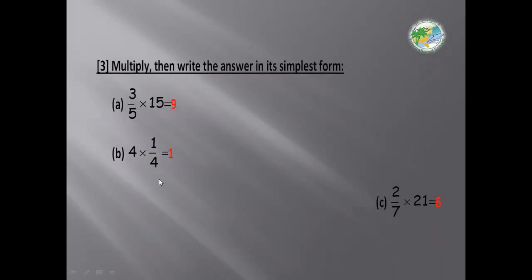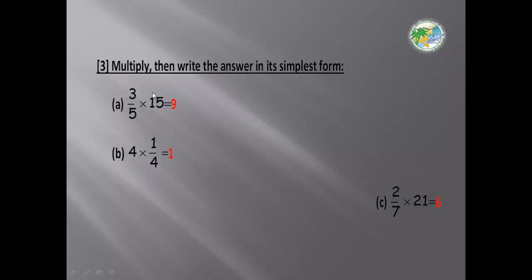Okay, question 3. Multiply, then write the answer in the simplest form. After we finish multiplying any fractions, we should check whether we can simplify. Now, 3 over 5 times 15.